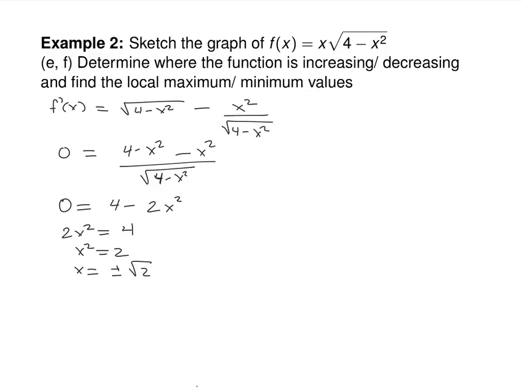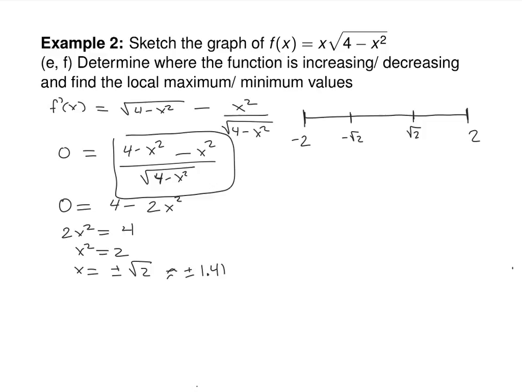So in this one, when you make your number line, I'd suggest making sure it stops at the ends of your domain, -2 and 2. And then we have negative root 2. Have you found root 2 often enough to know approximately what it is? Yeah, it's about 1.4, like 1.41. Okay, so here's the f prime I'm going to look at for testing.